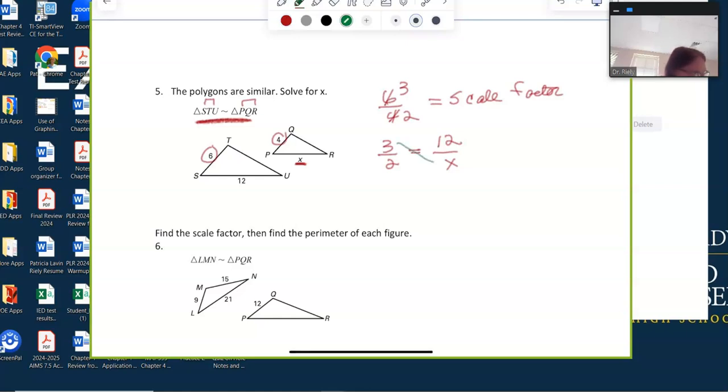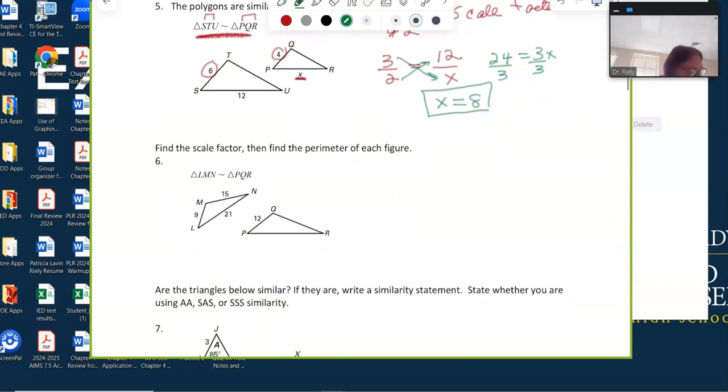This is a cross product because one fraction has to equal the other fraction when you have shapes that are similar. 2 times 12 is 24. 24 equals 3x. Divide by 3, divide by 3, and x equals 8, and we are done.